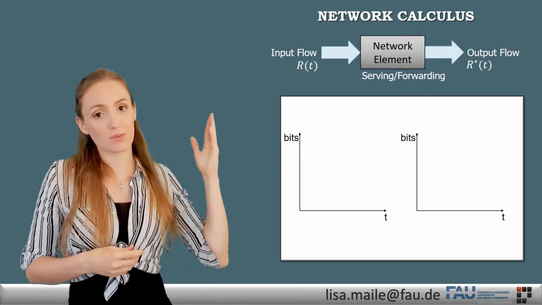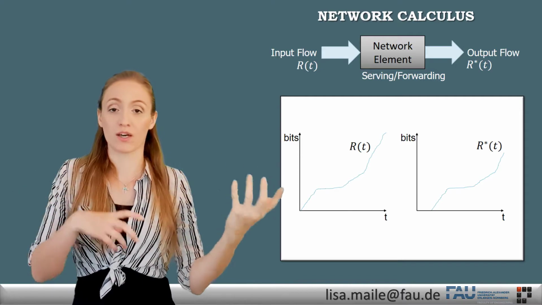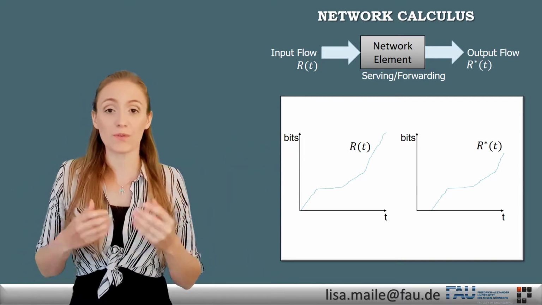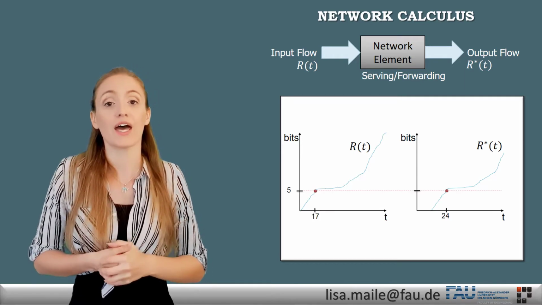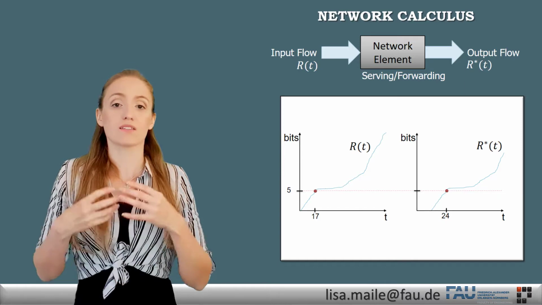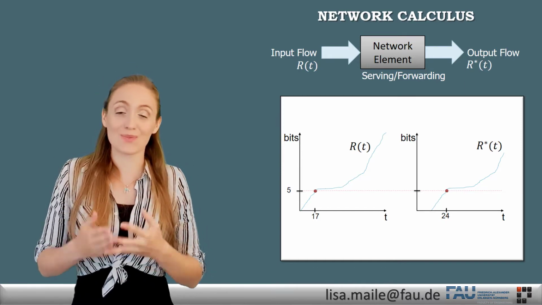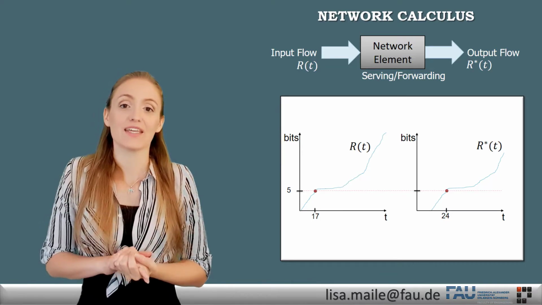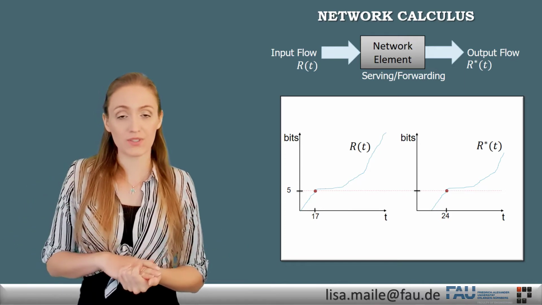So if we would just observe this system here, then we could observe an input and an output flow, which might look like this. And then we see, okay, the fifth bit enters the system at time t equals 17 and leaves it at time 24. So the delay it experienced is 7. Of course, this is not the worst case delay it can experience, neither is it a guarantee. So what we now need to do is find upper and lower bounds for these curves.